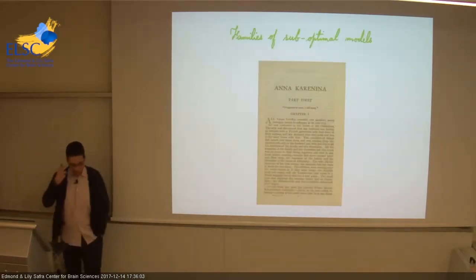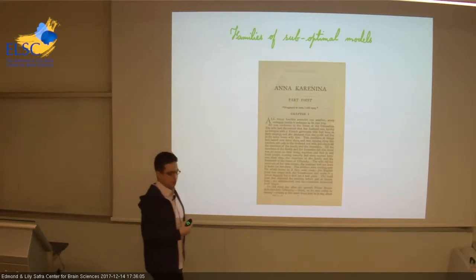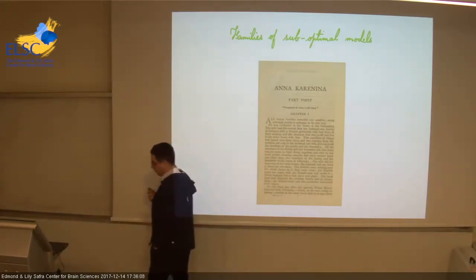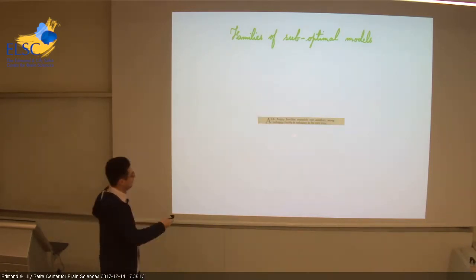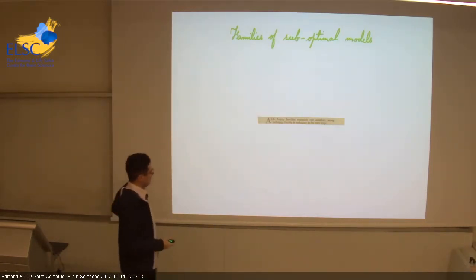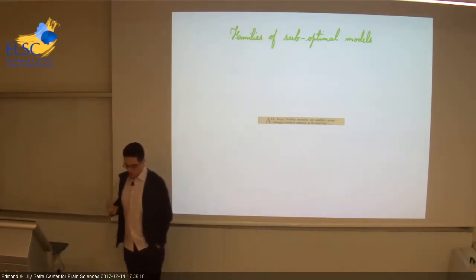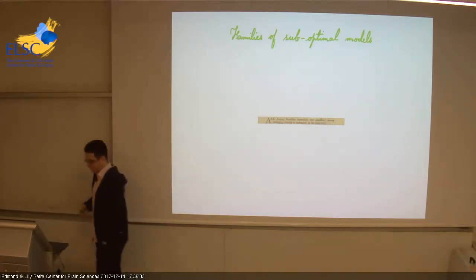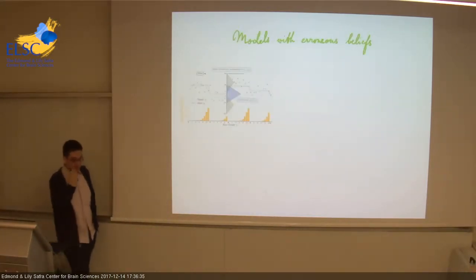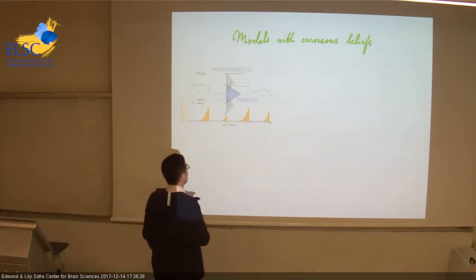So the rest of the talk will be just exploring various suboptimal models for this. And when I was thinking about these suboptimal models, it really reminded me of the first sentence, the incipit of Anna Karenina, which you all know, I think: all happy families resemble one another. Every unhappy family is unhappy in its own way. So all optimal models resemble one another. Every suboptimal model is kind of unhappy in its own way. And so what I'll do is explore a succession of suboptimal models.